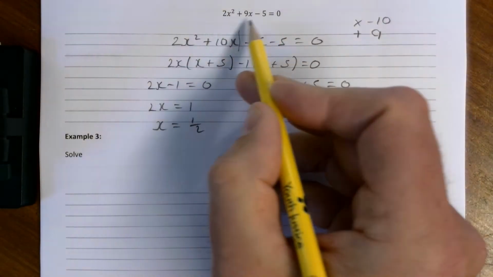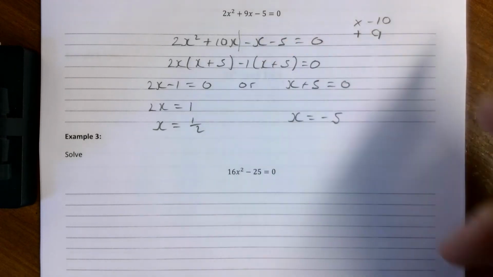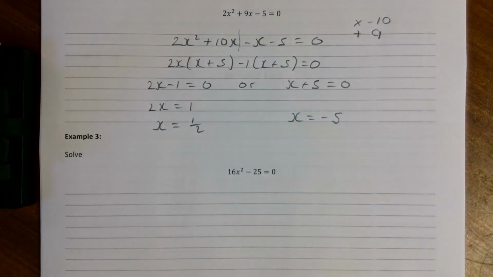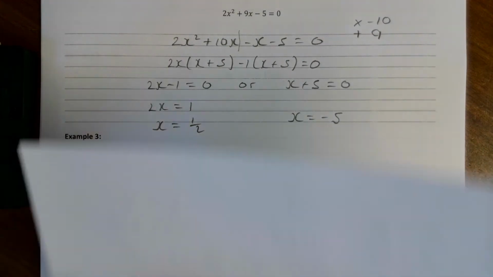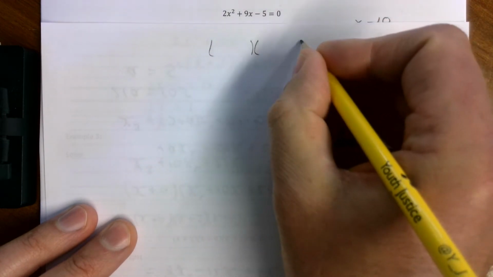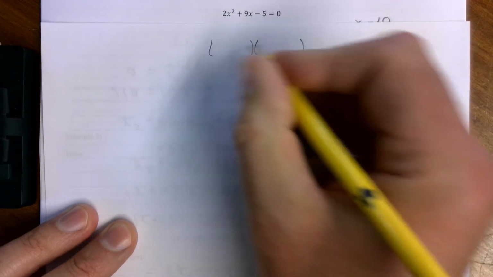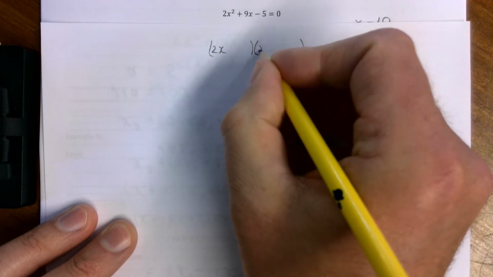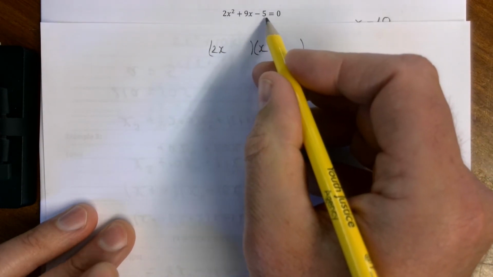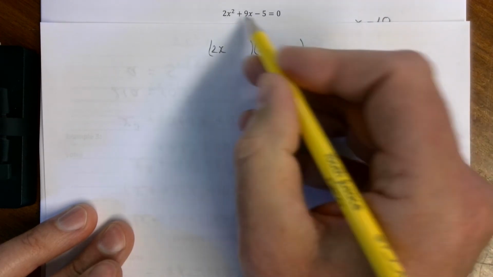You might want to get to the stage where you can do something like this without splitting the middle term and just guessing the terms. Without doing all the working out, you might want to do it this way, but it's okay. What multiplies together to give me 2x squared? It can only be a 2x and an x. What multiplies together to give me minus 5? It can only be minus 5 and 1 or 5 and minus 1, and we need to manipulate this to try and get the 9.